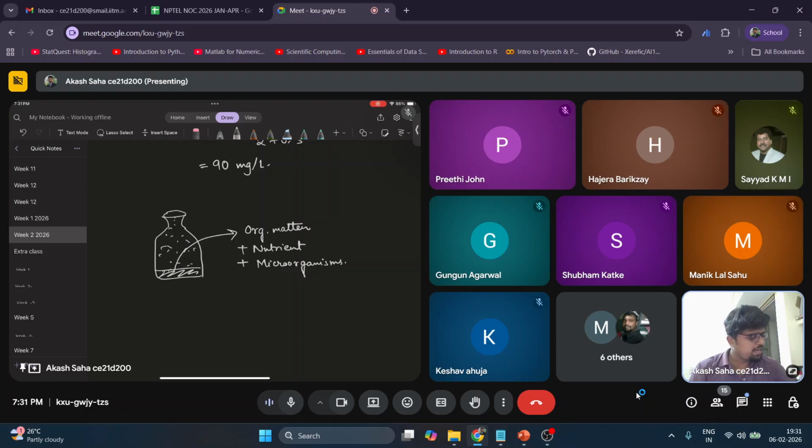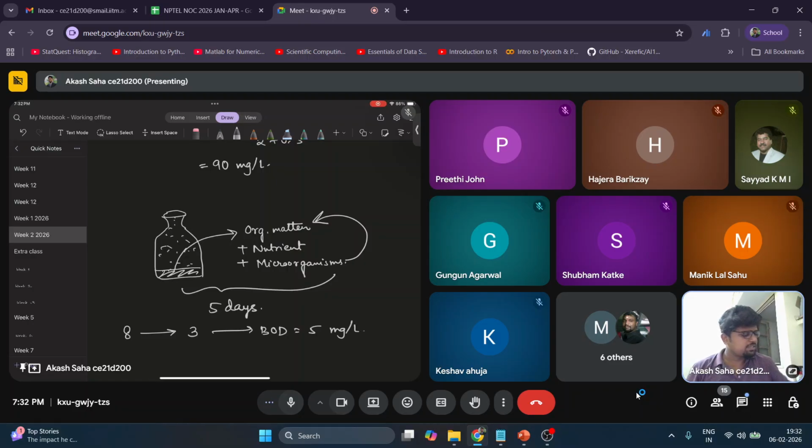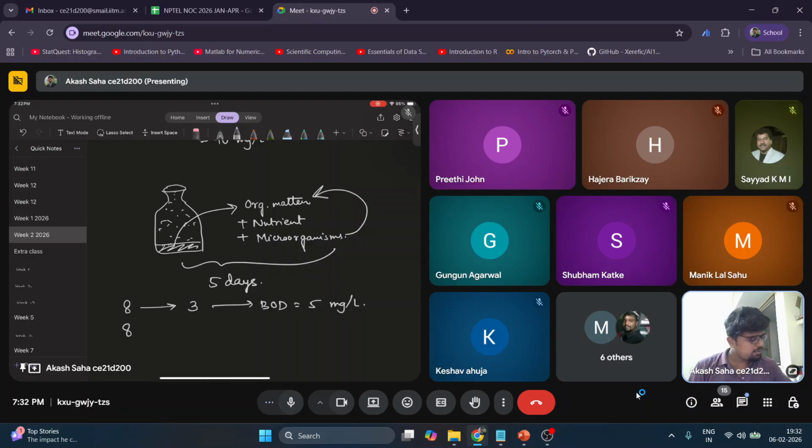And then we are leaving it for 5 days, right? Initially we measure the DO and then again after 5 days we measure the DO. In these 5 days, these microorganisms are feeding on the organic matter and utilizing the dissolved oxygen present. So obviously the dissolved oxygen will come down in 5 days. If from 8 it is coming down to 3, that means some amount of DO has been consumed by the microorganisms and we report the BOD to be 5 milligram per liter, 8 minus 3. But now, if initially it was 8 and it is coming down to 7.8, that means very little oxygen has been utilized, right?